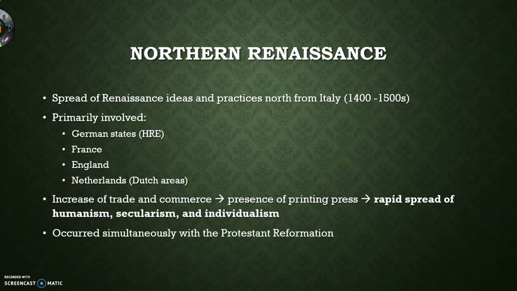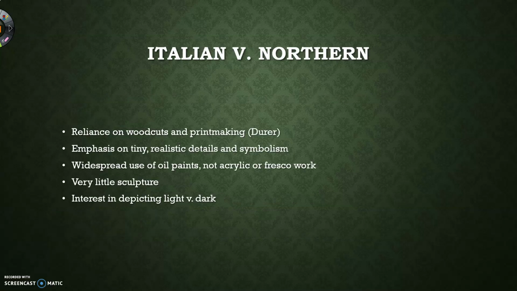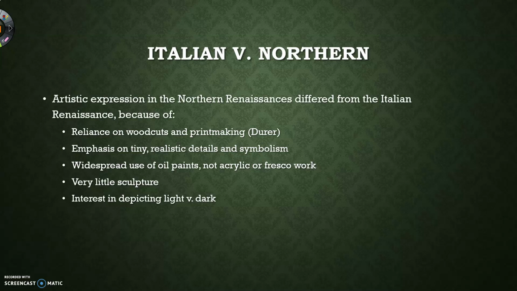Now, one thing I will point out about the Northern Renaissance is that it occurred at the exact same time as a major religious movement that we're going to be talking about on Wednesday, and that is the Protestant Reformation. So the Northern Renaissance happened at the same time as the Protestant Reformation, and therefore the concerns of the Northern Renaissance are going to be distinctly different from what they are in Italy. So what we're going to tend to see here is that the artistic expression in the Northern Renaissance will be very different from the Italian Renaissance, because number one, they're going to rely on different forms of art.